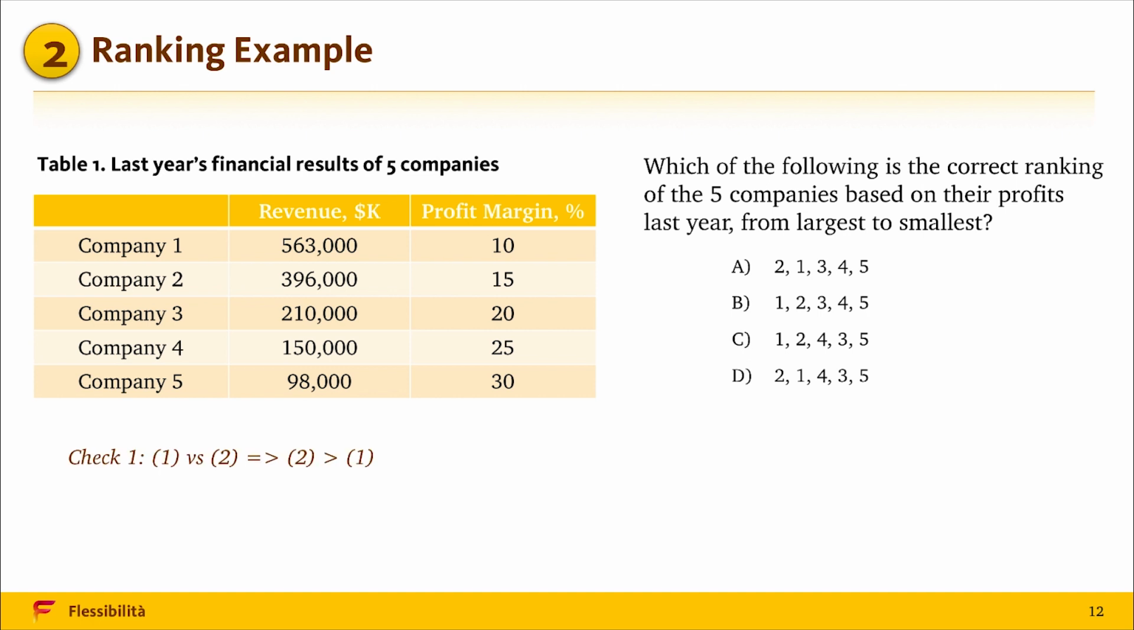15% of almost 400,000 is more than 10% of less than 600,000. So profit of company 2 is larger than profit of company 1, and options B and C are out. What we need to compare next is options A and D. Similarly, compare profit of company 3 to profit of company 4 and find that the former is greater than the latter. So D is out. And our answer is A.